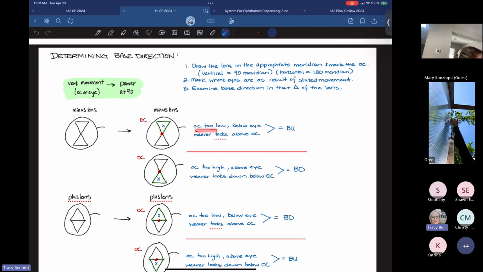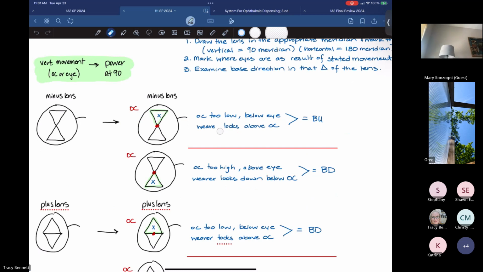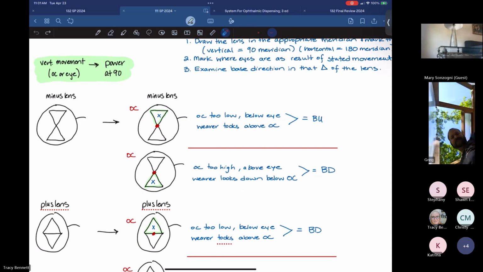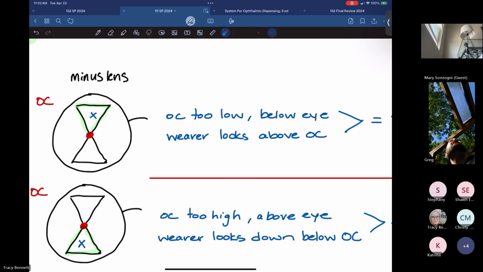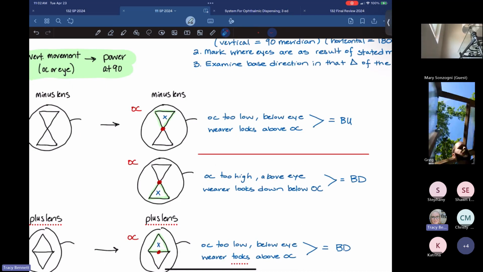So that would be the OC is too low and the eye is below, or the OC is below the eye, versus the same situation that is going to end up resulting in base up prism would be if the wearer, does that say talks? Wow, that should say looks. All right. But the wearer looks above the OC, then that would be the same resulting prism.